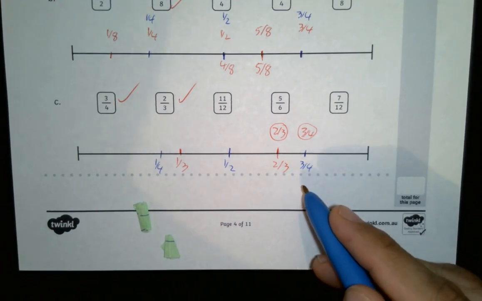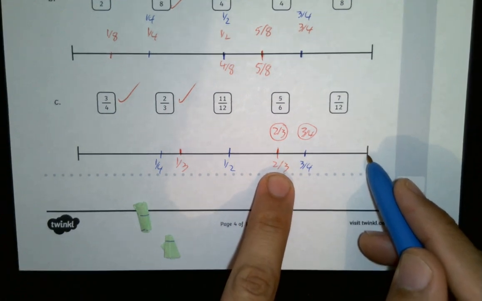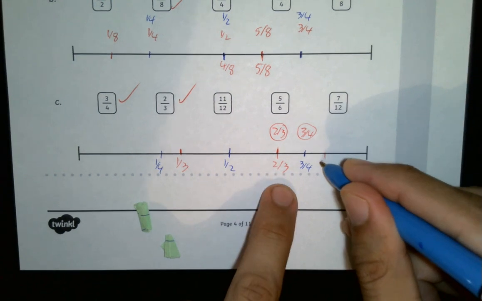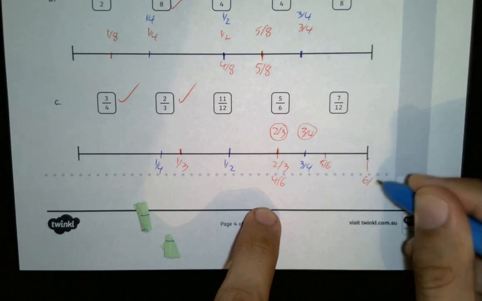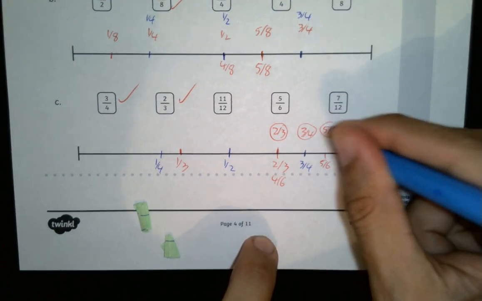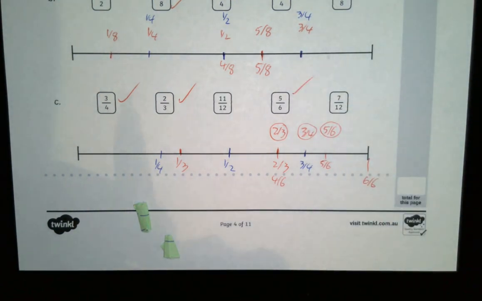So if I divide up from 2/3 to 3/3 somewhere in the middle, that will be 5/6. Because this is 4/6 and at the end is 6/6. 5/6 has to be in the middle. 5/6. And now we've still got 7/12 and 11/12.